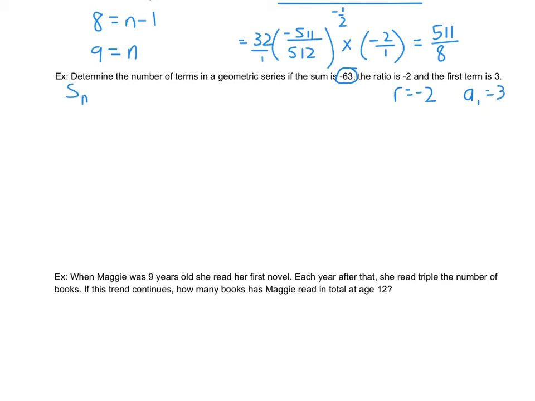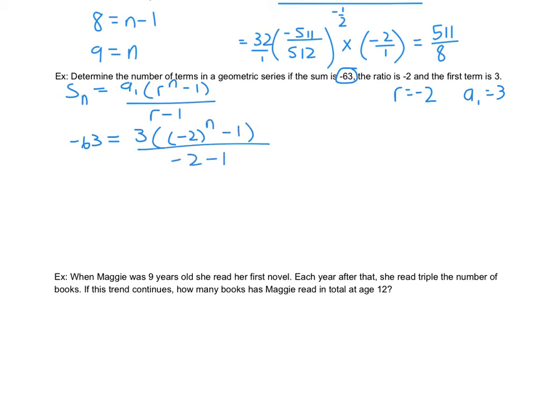So looking at our general formula here, so a1 r to the n minus 1 all over r minus 1, we're looking for n because that's what we don't have. But we have the sum, it's negative 63. We have the first term, it's 3. I know my common ratio is negative 2, and then negative 2 minus 1 in the denominator. And now I'm just going to clean this up a little bit. So I'm going to clean up my denominator because it is just equal to negative 3.